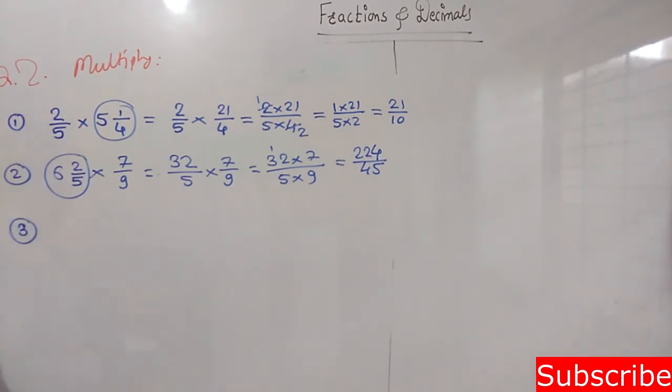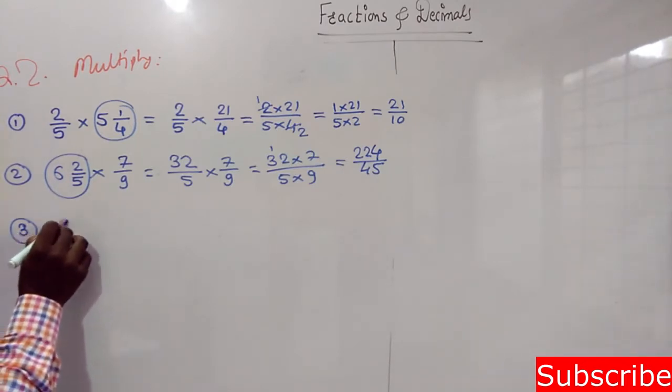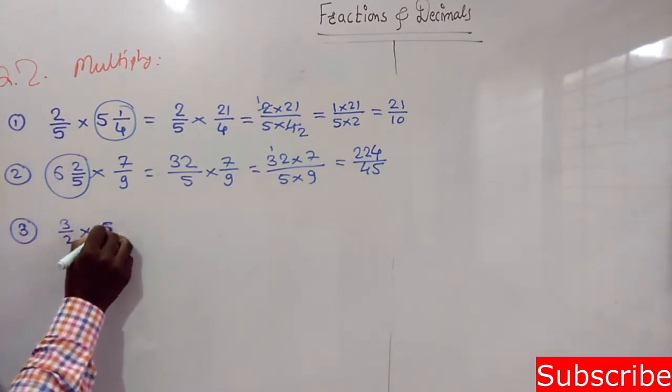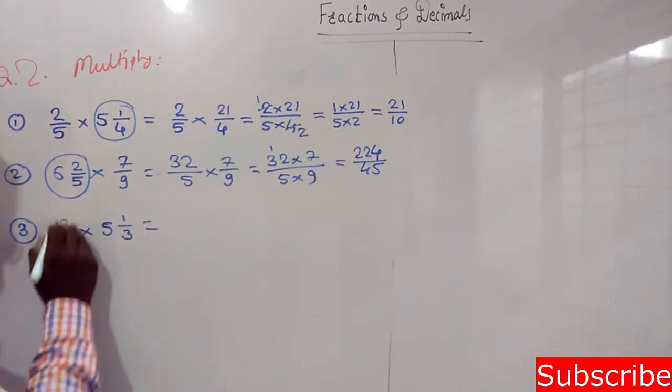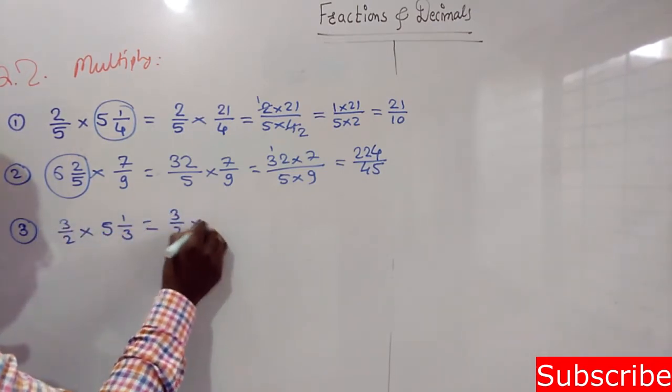Question number 3 is there. Now what is question number 3? 3 by 2 into 5 whole and 1 by 3. So it is equal to 3 by 2 will be as it is.